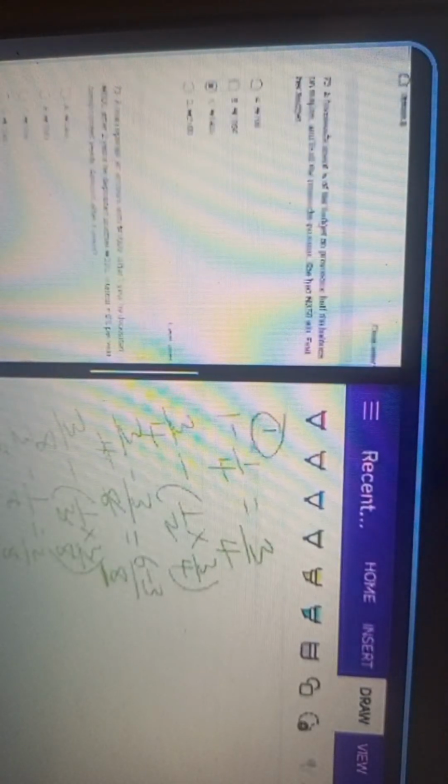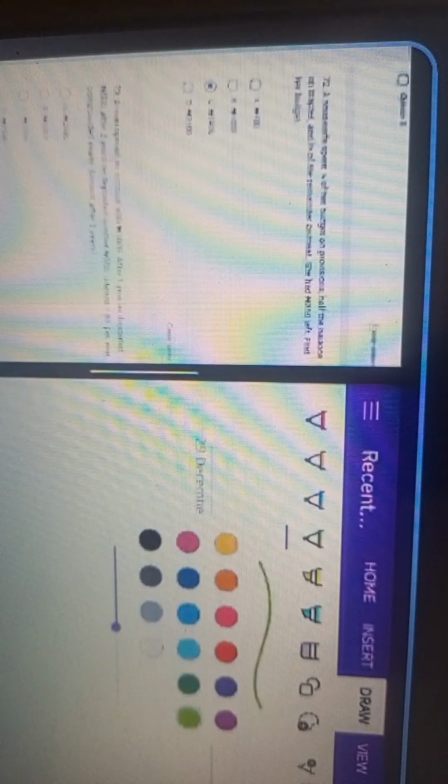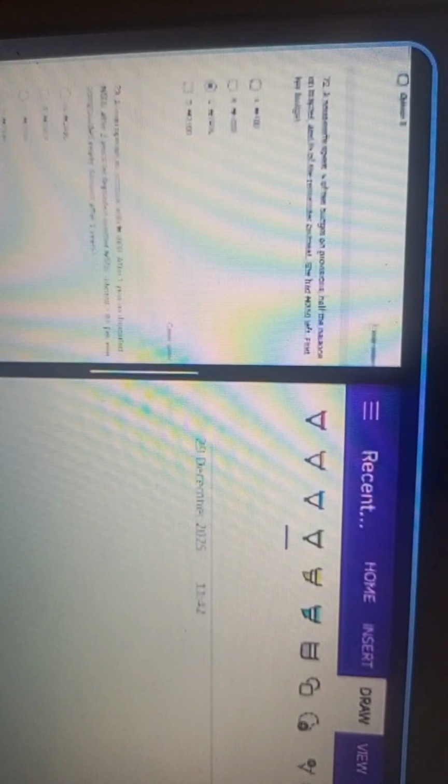So the next one is question 73. Question 73 says that a man opened an account with 1,000, then after 1 year he deposited 500. After 2 years he deposited another 500. So the interest is 8% per year, and it is compounded.